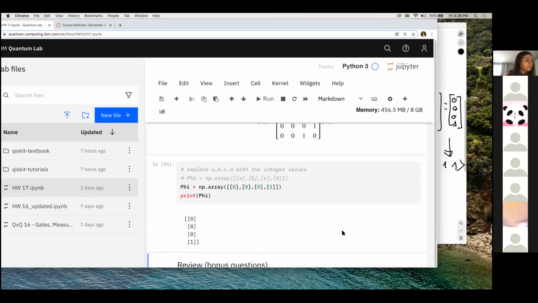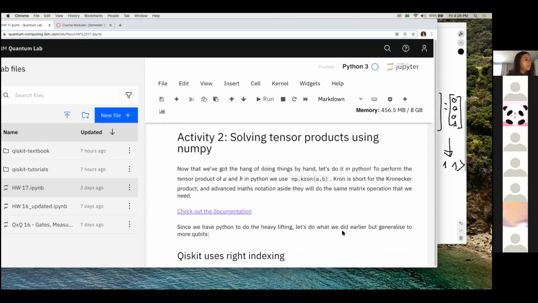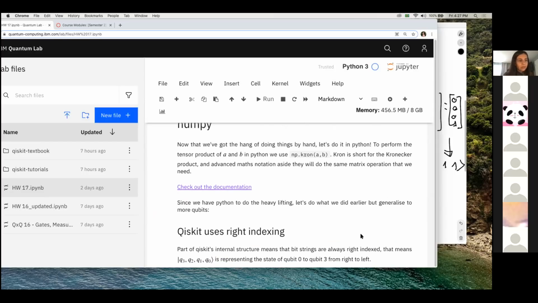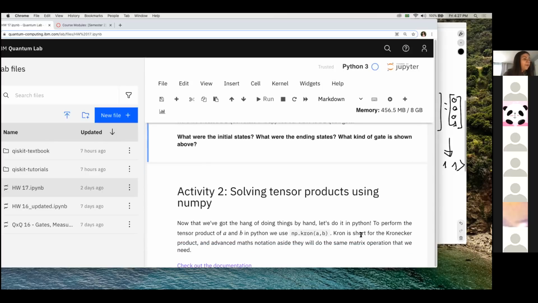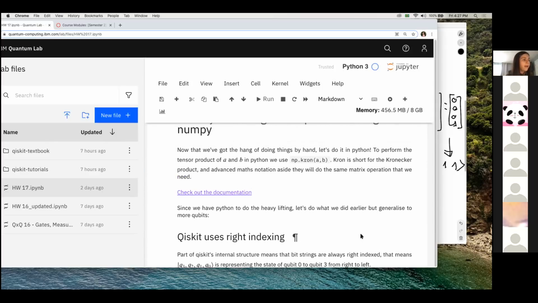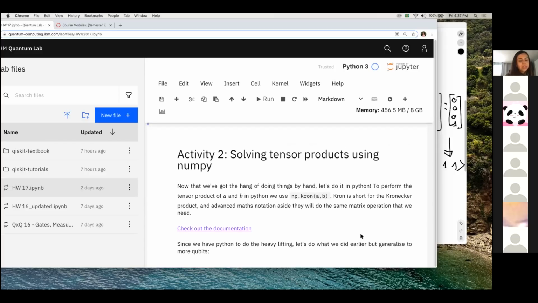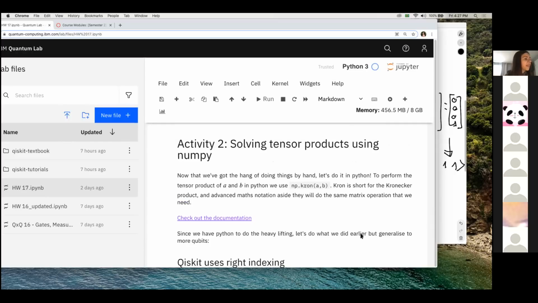Okay, so we already did the bonus question. So now we are in activity 2, that's solving the tensor product using NumPy, which is great because now we don't need to do any calculations, though I strongly advise you to practice. Now we have a way to check if our calculation is correct using Python. So let's read it together to make sure we understand everything, okay?